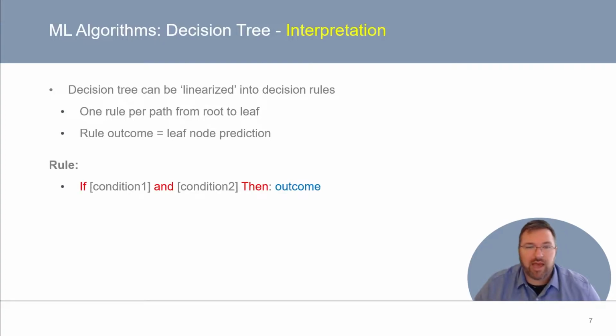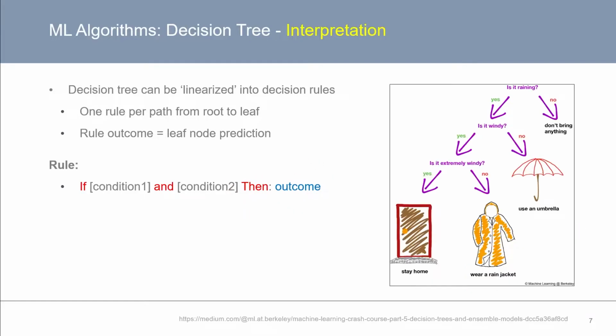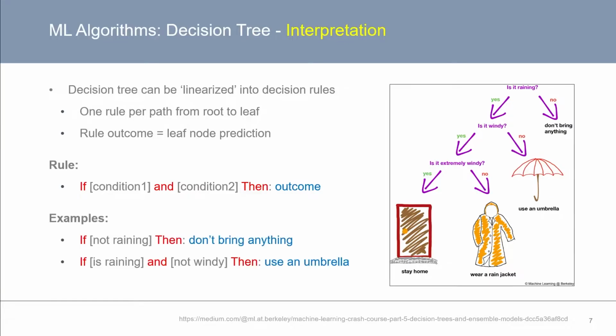Here we have the format of a typical conditional rule expression, also known as an if-then expression, where the conditions are identified after the if, and these conditions are connected by ands, and then the predicted outcome follows the then part of the rule. On the right, we have another simple decision tree example, in this case, deciding what to do based on the weather. Let's look at a couple of rules that can be linearized from this tree.